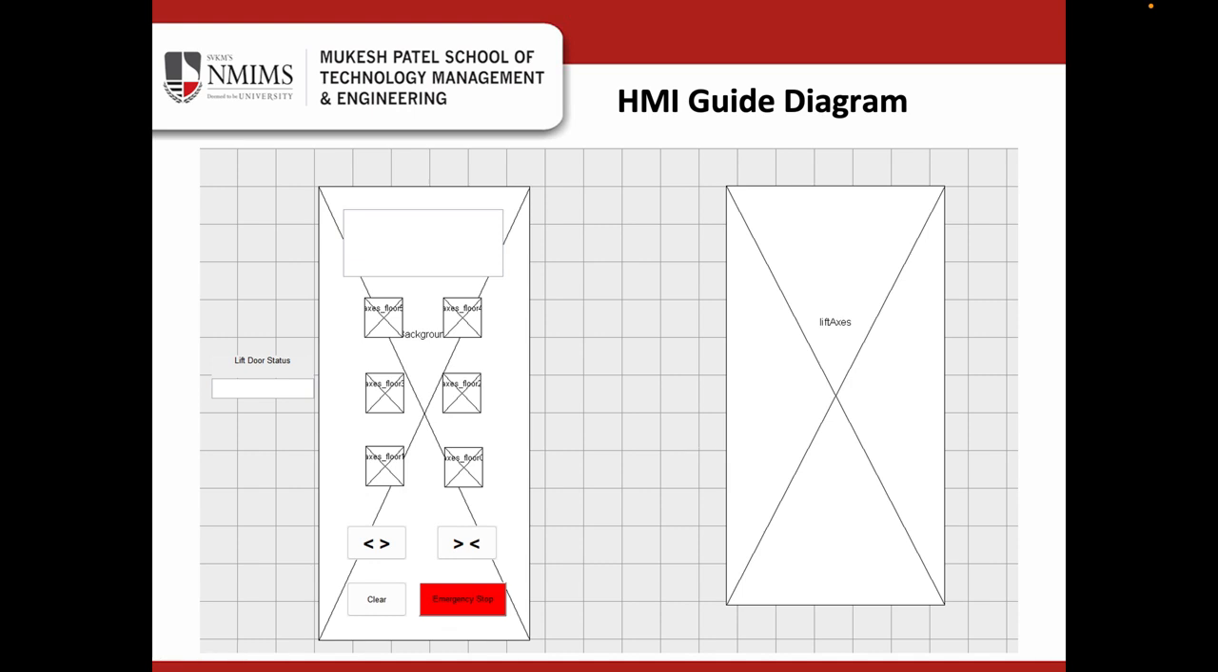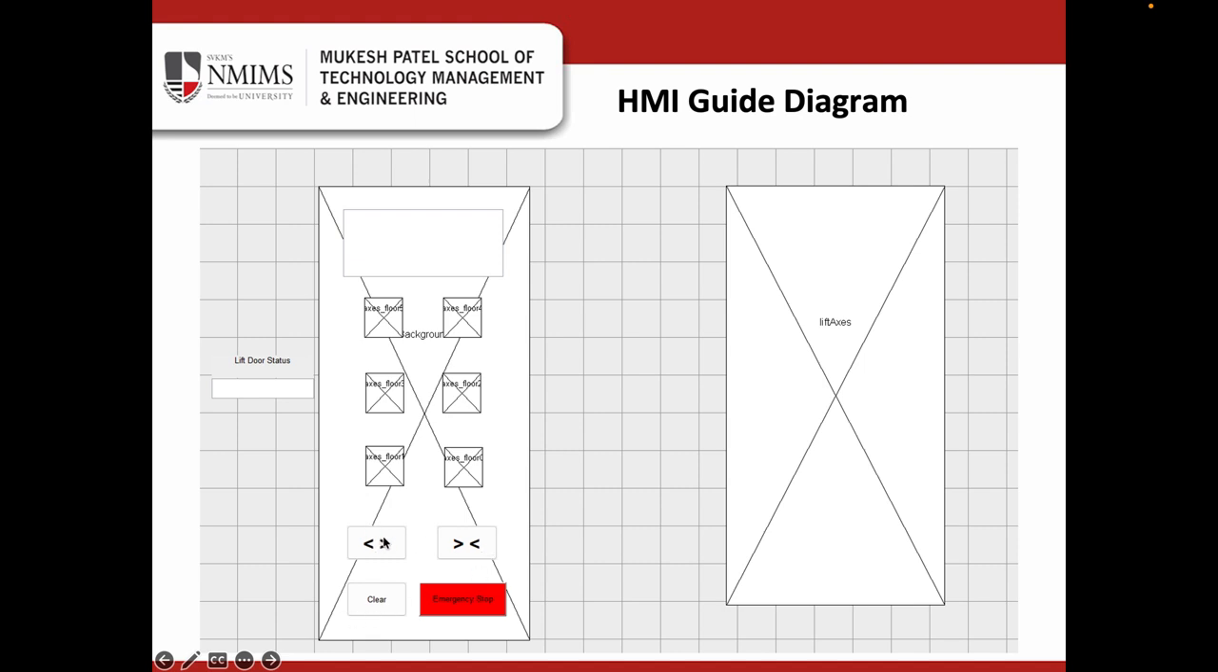On the left hand side, we have used 6 axis components to represent the floor buttons. The reason we used axis components is that we couldn't find circular push buttons, and we also wanted to customize the buttons according to us. Also, we have used an edit text to display the current floor which the lift is on, and we have used 4 push buttons.